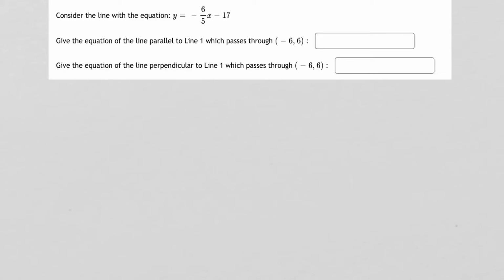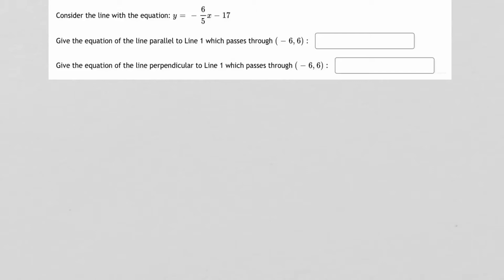Let's consider the line y equal negative 6/5 x minus 17. We're asked to do two things. We want to write an equation parallel to this given line that passes through the point negative 6, 6. And we want to write the equation of a line perpendicular to this given line that passes through the point negative 6, 6. So there are several parts, lots of parts to this problem.